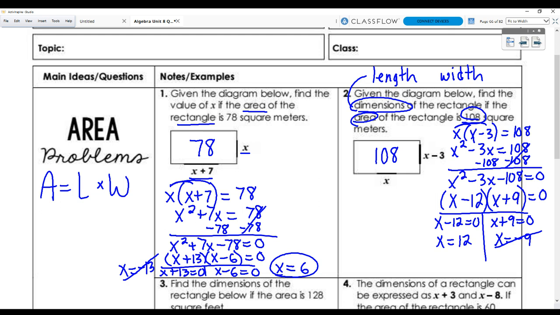But I'm going to say the length, you could pick either one to be the length. I'm going to pick it to be plain x, which is 12, and the width is x minus 3, which is 12 minus 3, which is 9. So my dimensions are 12 and 9.